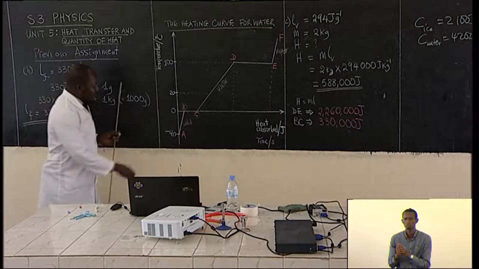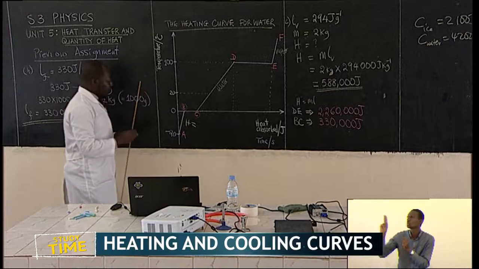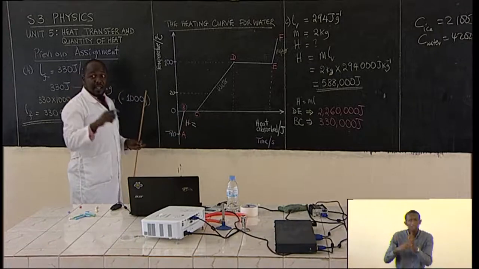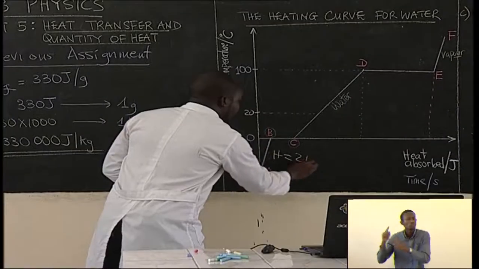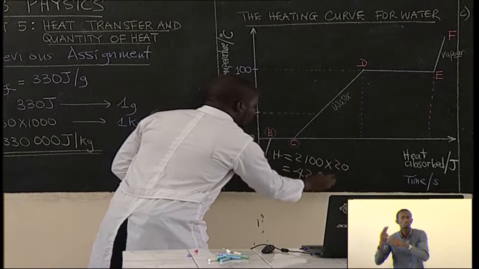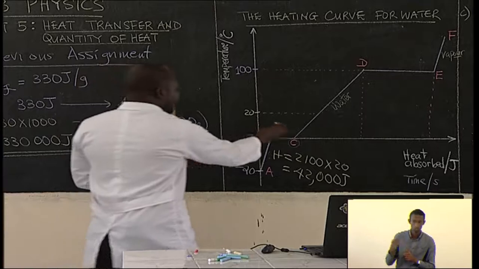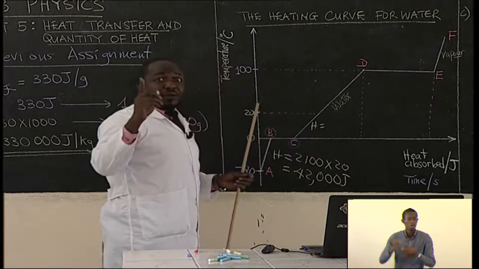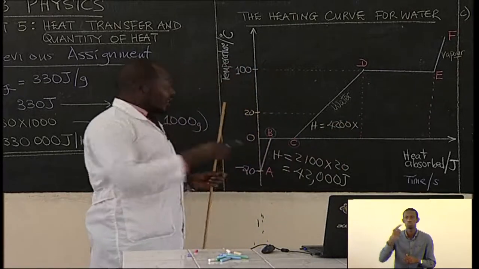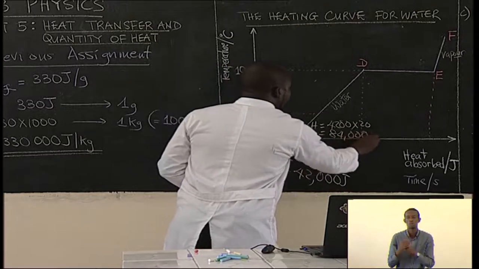By 20. So if you work out the amount of heat required here for 1 kilogram, to raise the temperature of ice from negative 20 to zero, it is going to be equal to M, which is 1, times C, which is 2,100, then times 20. And if you multiply that, I'm sure you are going to come out with 42,000 joules. Then, when you look at this, the amount of heat required is M, which is 1, times C, which is 4,200, times theta, which is 20. And if you multiply this by 20, it is going to be 84,000 joules.